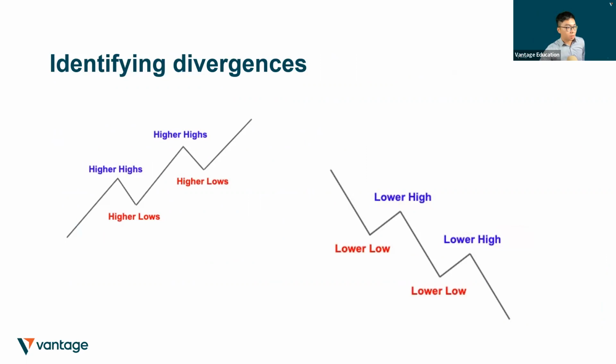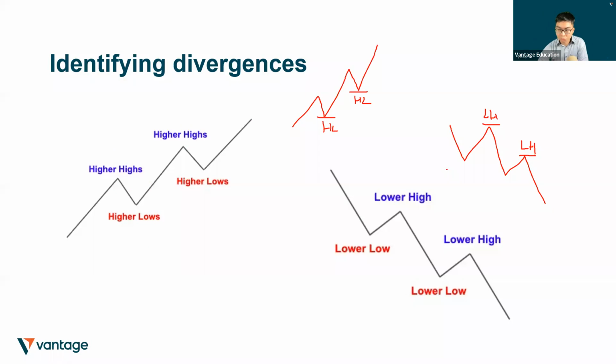So moving on, how do we identify divergences? We have the higher highs, higher lows, the typical market order flow, also known in short form as higher low. And we have the opposite, lower high. There is a trading strategy called smart money concepts.